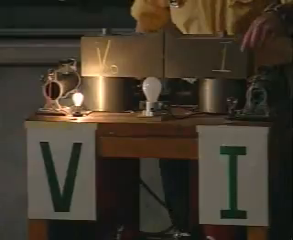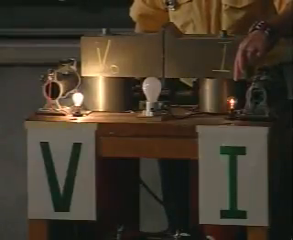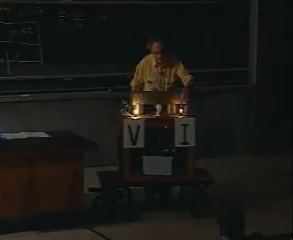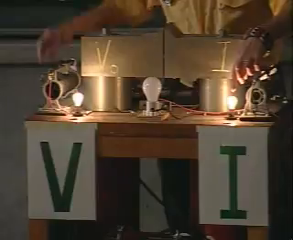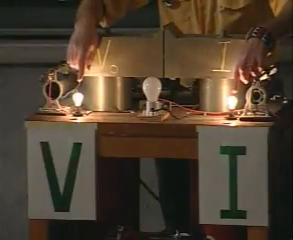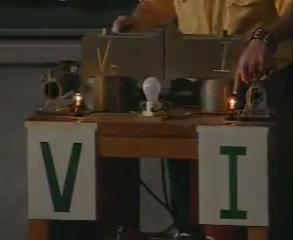3, 2, 1, 0. 1, 2, 3, 4, 5, 6. You see how slowly? It's still not very bright. It's still getting brighter. It's still not as bright as this one. It's getting there. We can actually do some timing by counting.